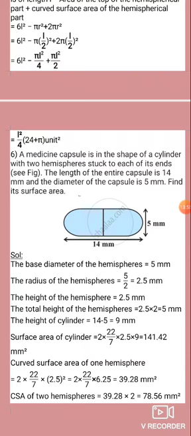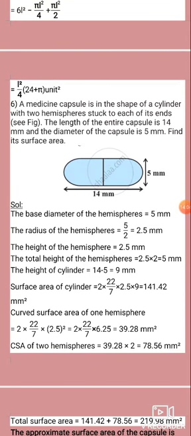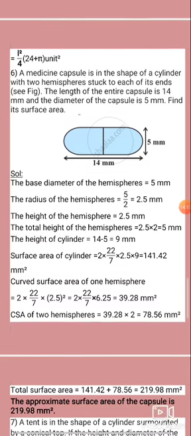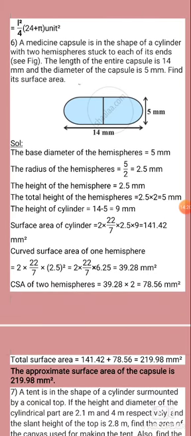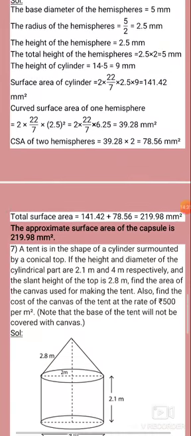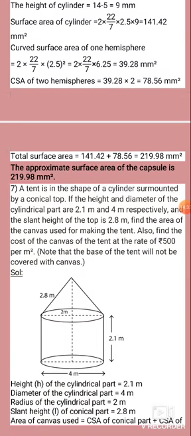Now CSA of the two hemispheres is what? Multiplied by 2, which is equal to 78.56 millimeters square. Now the total surface area of the capsule is equal to what? 141.42 plus 78.56. When you add it, 219.98 millimeters square. So the approximate surface area of the capsule is 219.98 millimeter square.